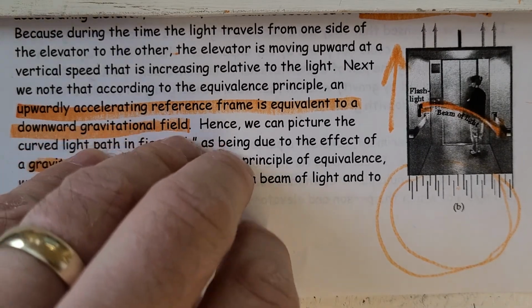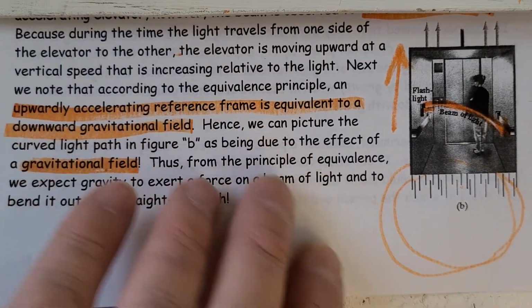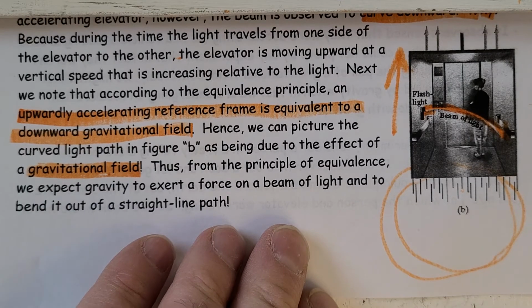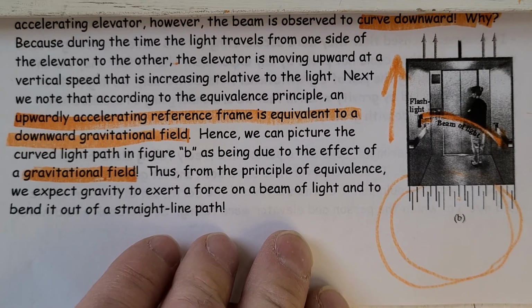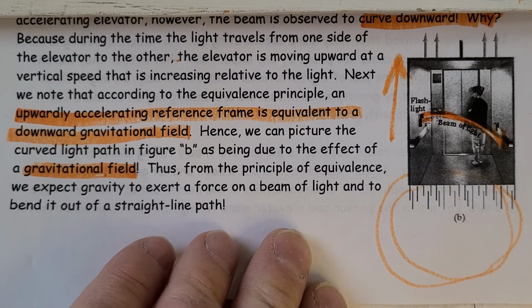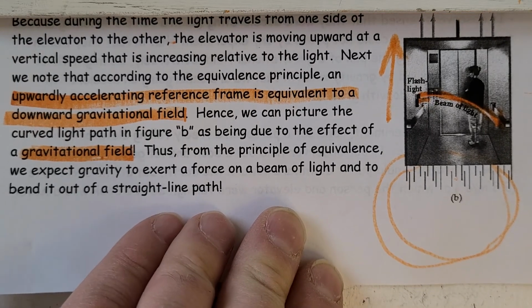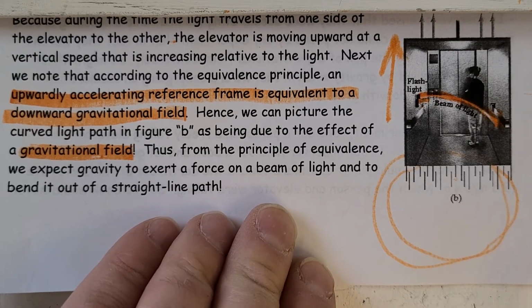So isn't that interesting? The effect of a downward pull is equal to acceleration in the opposite direction. All right, maybe we'll stop there, and then we'll look at part 2 here in a bit.